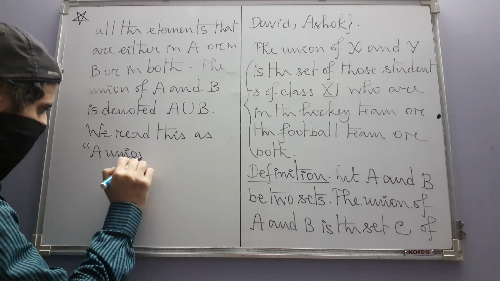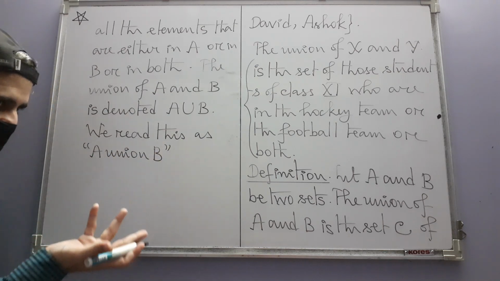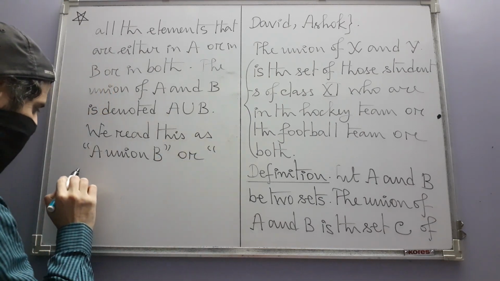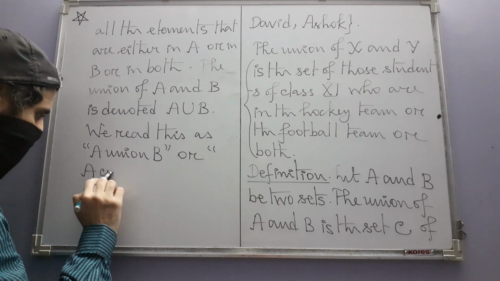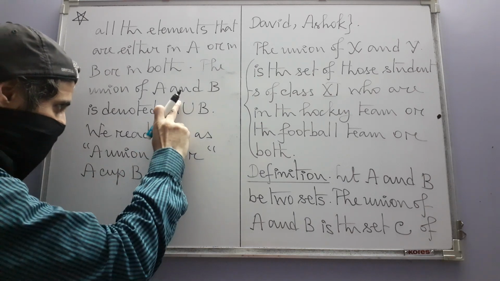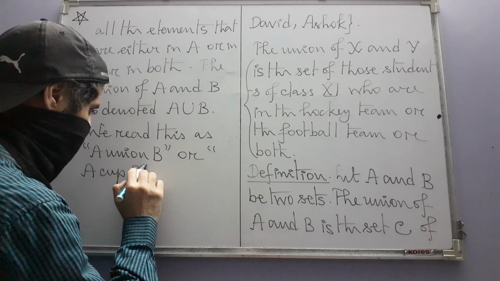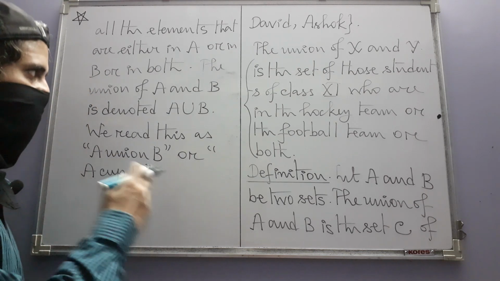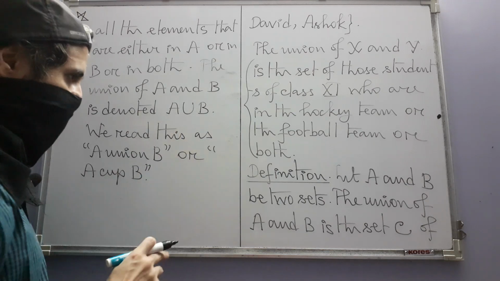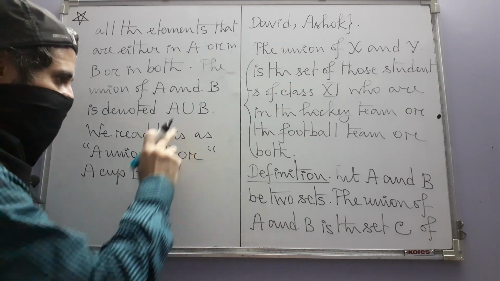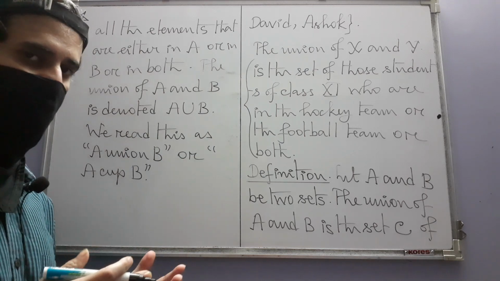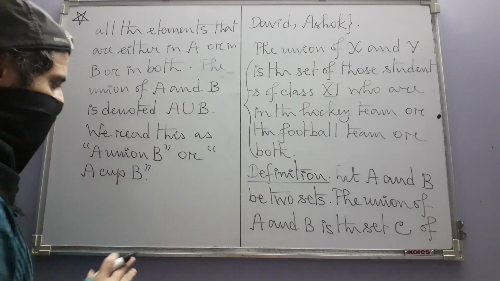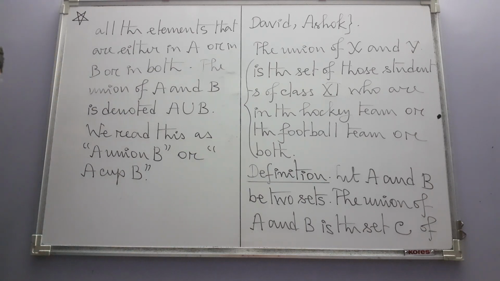A union B. You can just say simply that A union B, or there is a very nice way of saying this, A cup B, because this symbol looks like a cup. That is also a legitimate way of reading this, okay? It's not something that I have come up with, no. It is there in the literature, we sometimes say A cup B. Okay, so that's how also you can read the union of two sets.